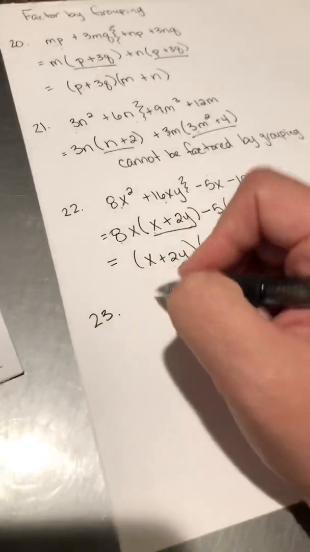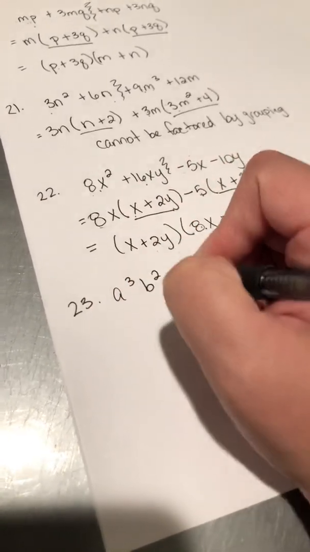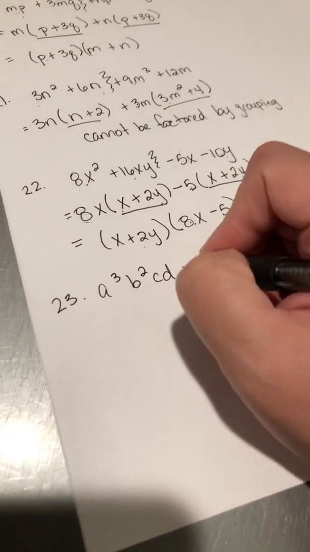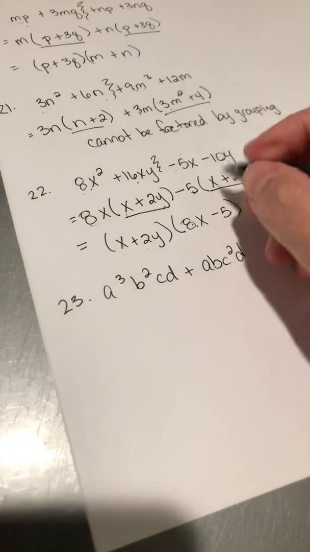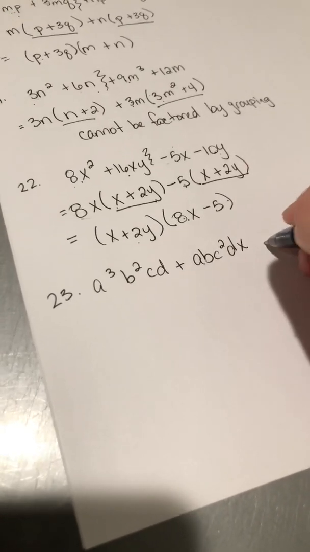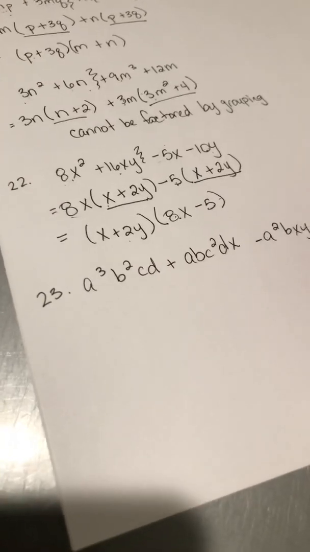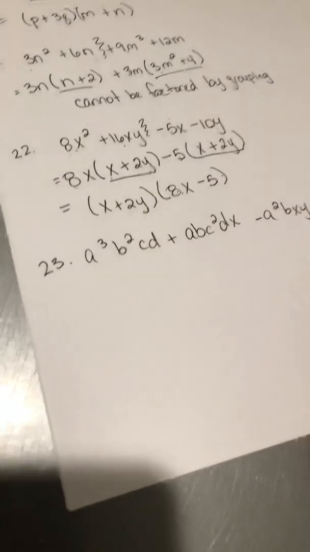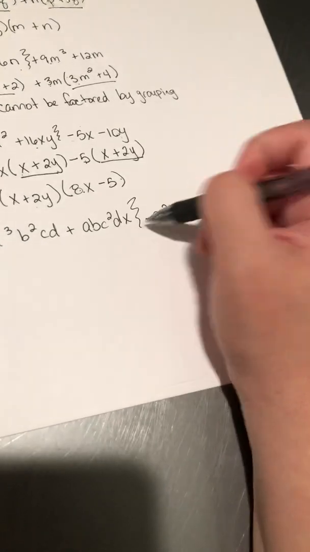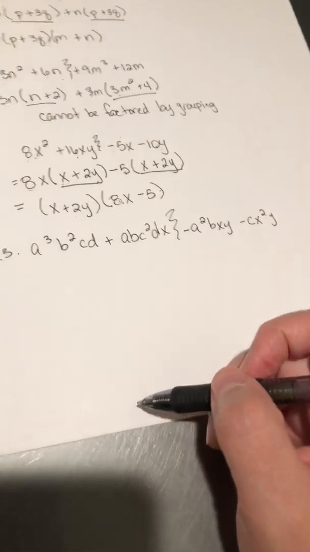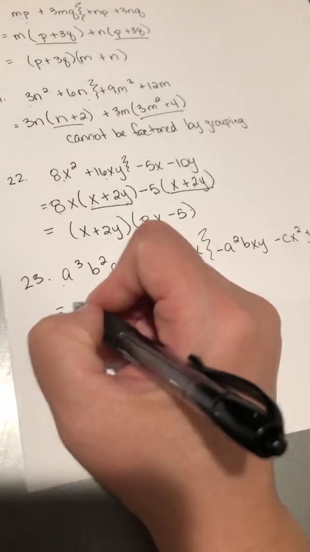Okay, for the last one like this with grouping, we have a cubed b squared cd plus a b c squared d, minus a squared bxy minus cx squared y. Okay, so again, I'm going to split it down the middle and factor out the greatest common factor for each group. So I've got an a cubed and an a, so I can factor out the a.